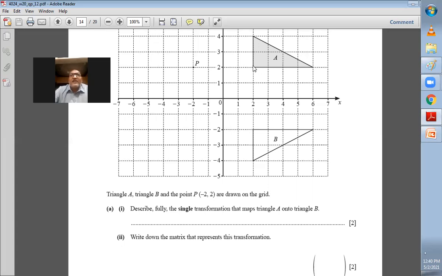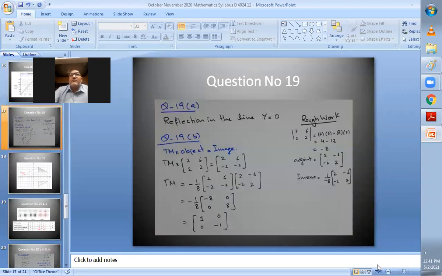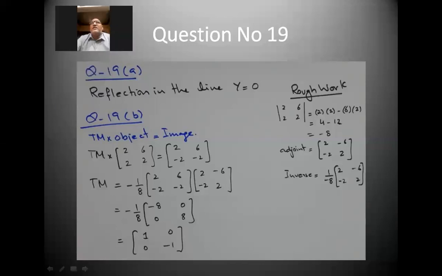For example, this point is (2, 2), that's the object. Its image will be (2, -2). Let me take this point, that's (6, 2), sorry. And its image will be (6, -2). So this is how you will do this. Let me go to my work, and here we go. I have taken 2 points, and let me show you how I will do this.